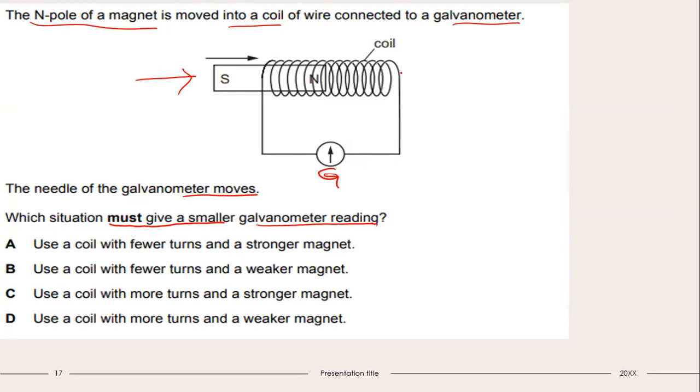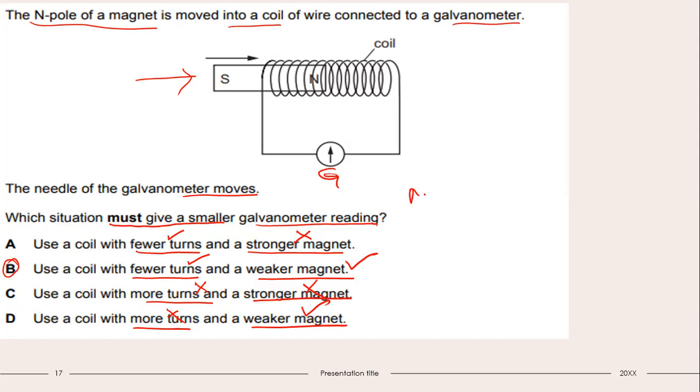Of course, the number of turns of the coil, the speed of the magnet, the strength of the magnet, that is important. Use a coil with fewer turns and a stronger magnet. Fewer turns is fine, but a stronger magnet is not okay. Use a coil with fewer turns, yes, and a weaker magnet, yes. So this is the answer. Use a coil with more turns, no, and a stronger magnet, no. Use a coil with more turns, no, and a weaker magnet, yes. So it means your option is B.